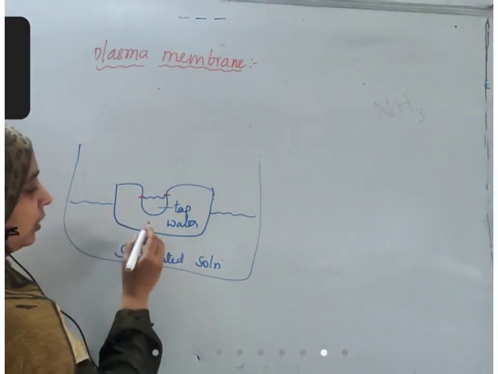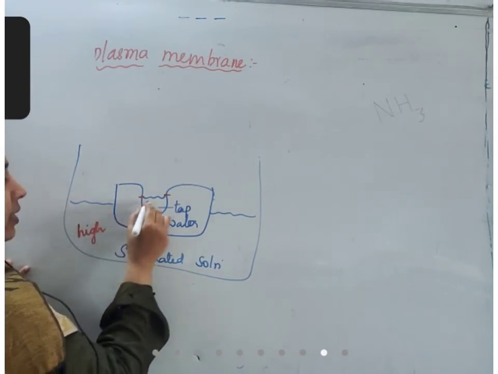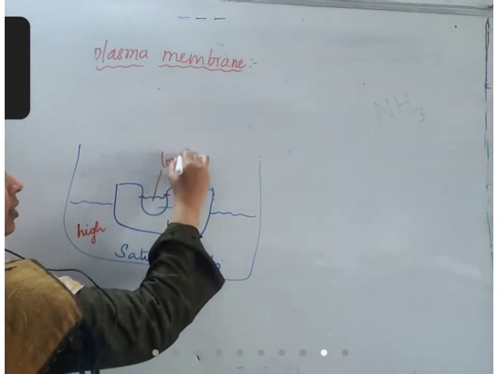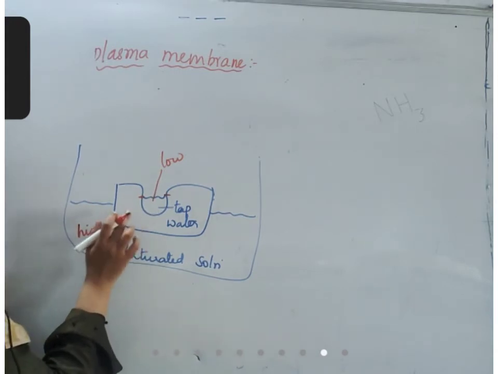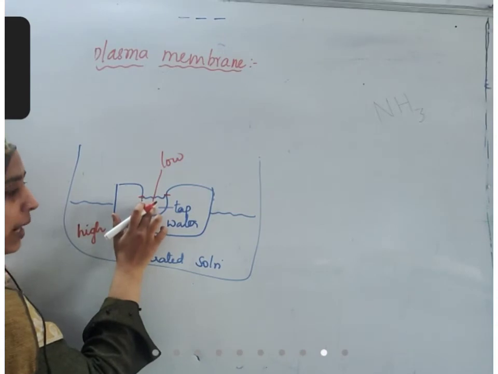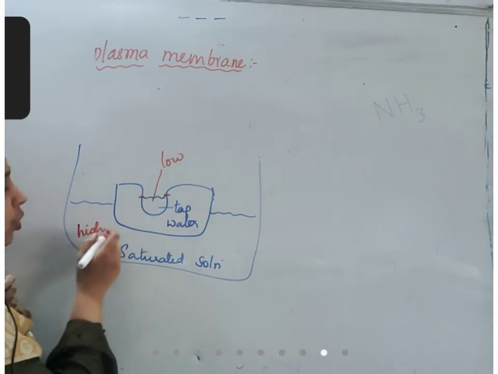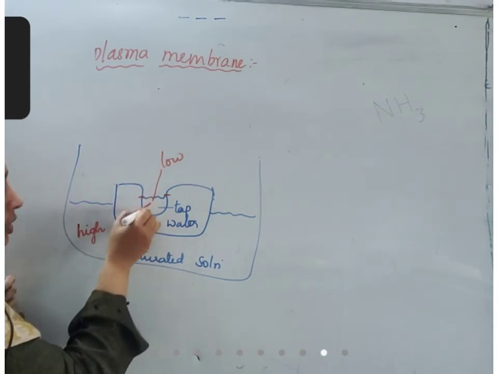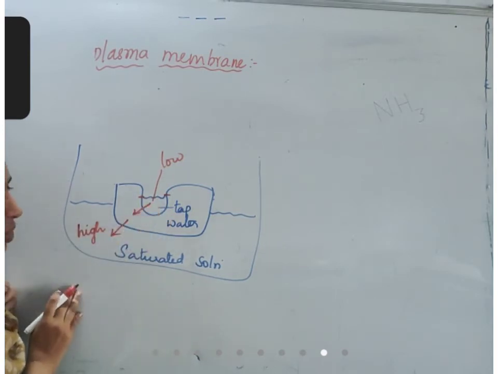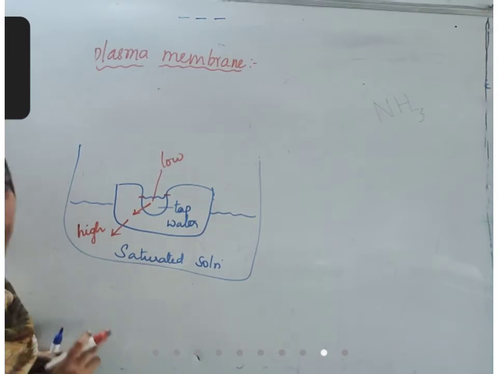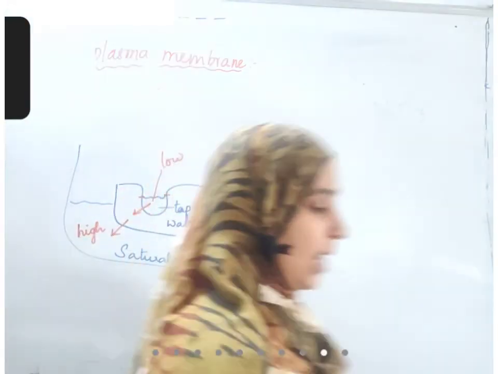Now, this is high concentrated. This is low concentrated. What is present in the cells is more concentrated compared to tap water, and less concentrated compared to this saturated solution. So from here water will move into this. What will happen to the level of tap water? It decreases. So test at your home. You can see whether it is increasing or decreasing, and tell me what the result is.